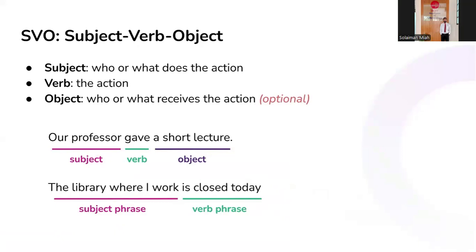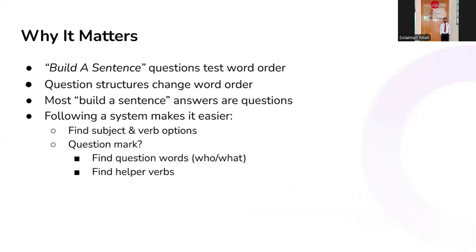Even when the subject or verb is a longer phrase, like what we see in the second example here, the basic order stays the same. You might say that the subject is just "the library," but we can also think in terms of phrases, not just individual words. Build a sentence questions are mainly testing whether you understand correct word order, so subject-verb ordering is important. By starting with this basic structure, we can make answering these types of questions more systematic, but there's an extra, super important point here. Most of the sentences that you build are actually questions, not statements, and questions have some special rules for where verbs go.